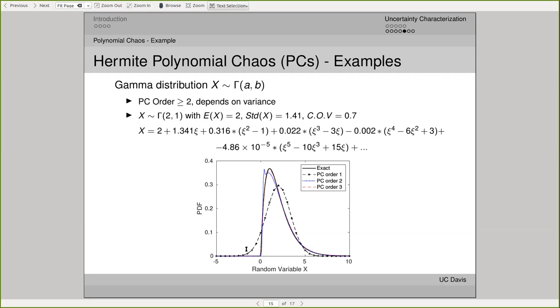And lastly, we show an example of the also commonly used gamma distribution. In this case, you can see we need to go up to order 3 to capture such a positive definite gamma distribution.